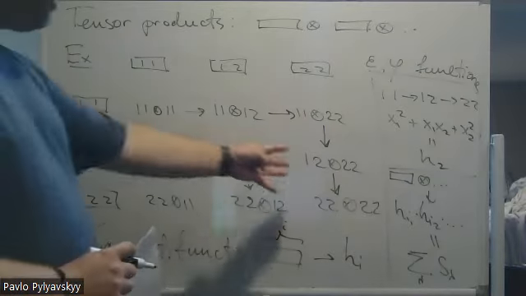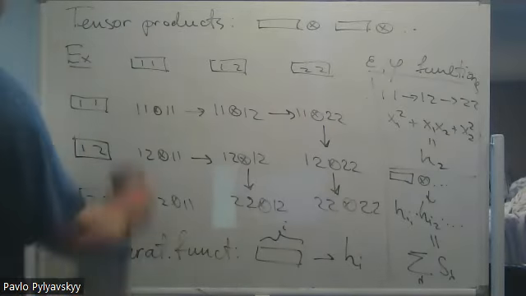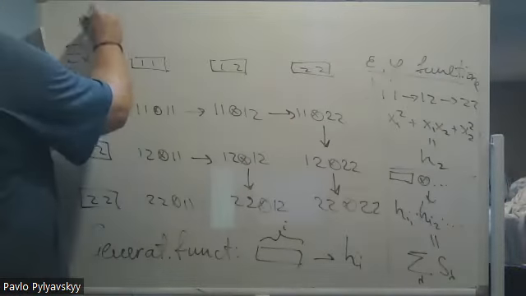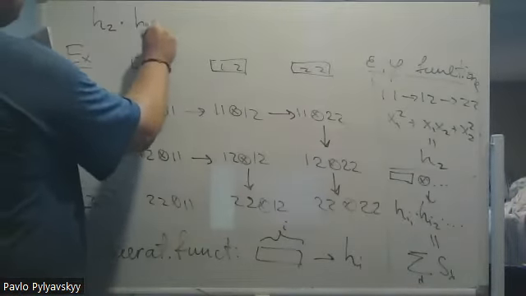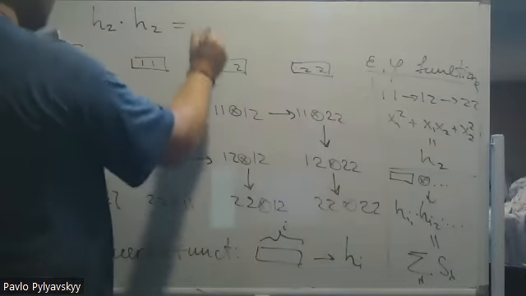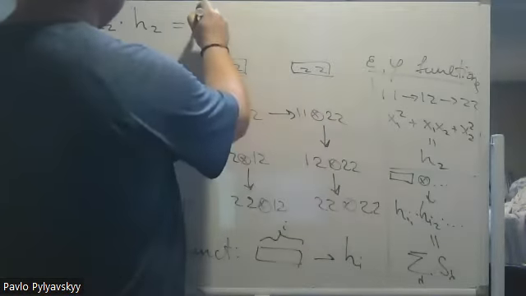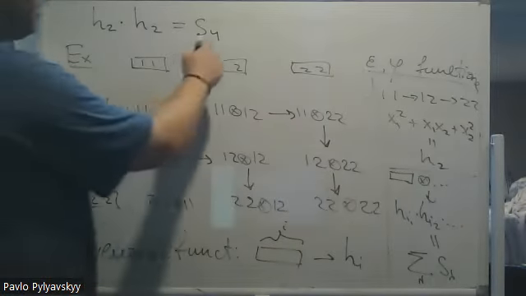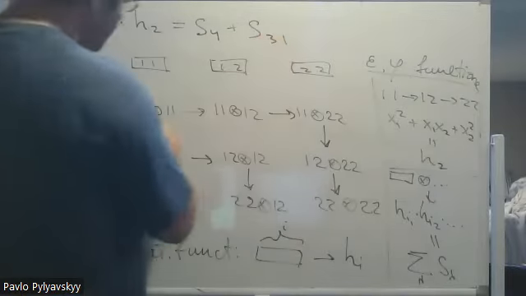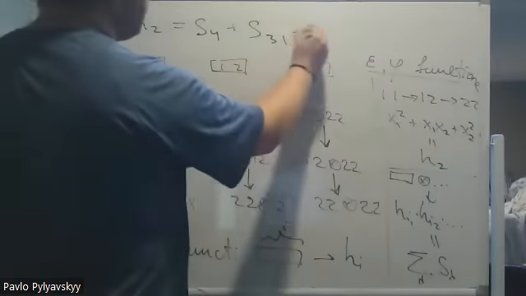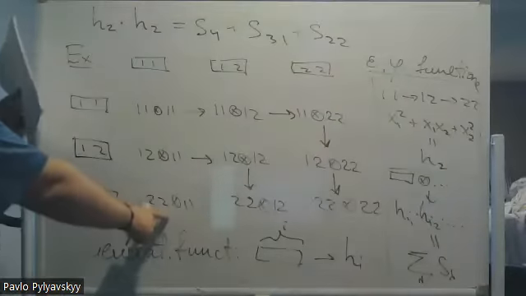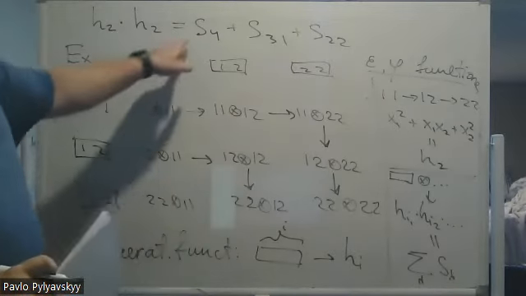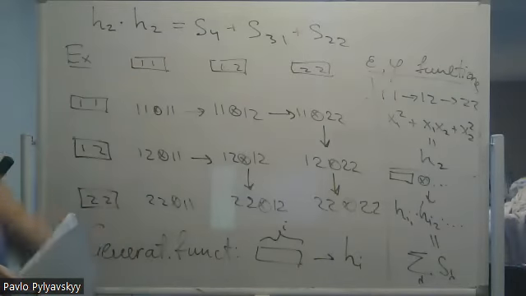For example, this picture over here proves the following formula. If you take h2 times h2, or h_{22}, people call it, this turns out to be s_4. Schur functions are labeled by partitions. So here partition 4, plus s_{31}, that's this connected component, and plus s_{22}, that's this single guy over here. So the three connected components here are the three Schur functions you get when you decompose this product.